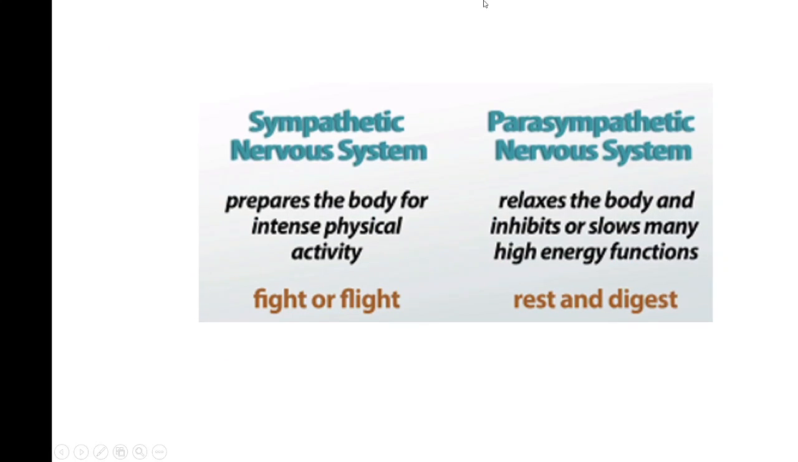So sympathetic system basically prepares body for physical intense activity, fight or flight. And opposite, parasympathetic nervous system relaxes the body and conserves energy, rest and digest. We all know the term adrenaline rush, that is due to stimulation of sympathetic nervous system. Here the neurotransmitter is noradrenaline. Here the neurotransmitter is acetylcholine.